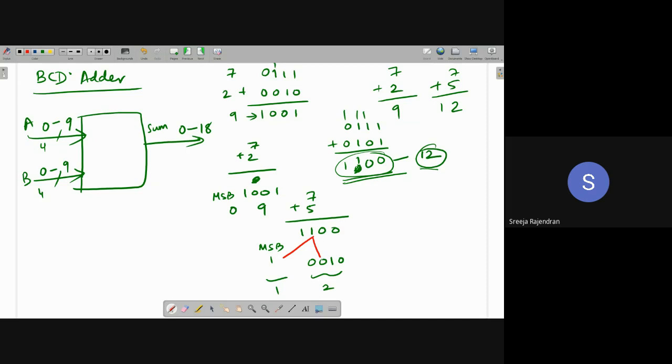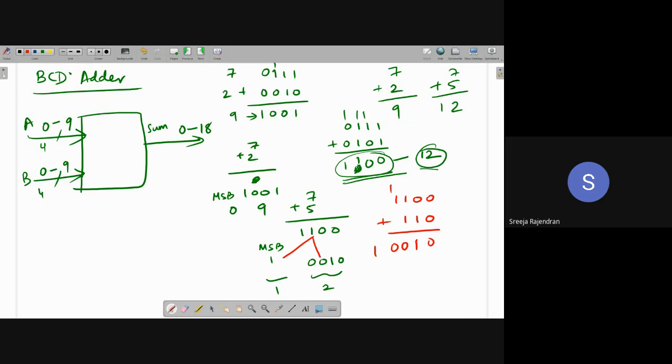This is my binary sum, 1100. How can I make it 1 followed by 0010 is my question. So how will I do that? How can I make it plus 6? Plus 6, because if I add 6 to this, what happens? 1100 plus 110, if I add it, 0010 and a 1 is generated. Do I get it or not? So for any number which is generated which exceeds 9, I am supposed to add plus 6.